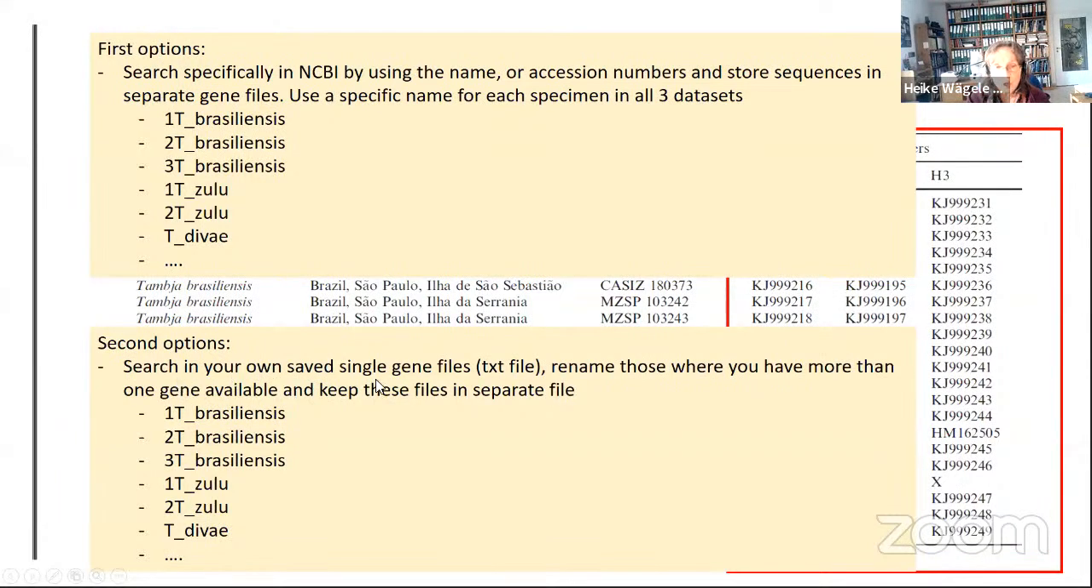Also, you can search in your own saved gene files and rename those. So in the text file, edit and rename them and give them then a proper name. But don't call them all Thambia brasiliensis, because when you have it like this, all the programs will have problems. The names have to differ in some way. And even if it's just you put 1, 2, 3, 4, 5 in front of it.